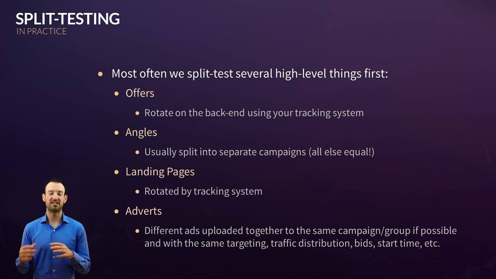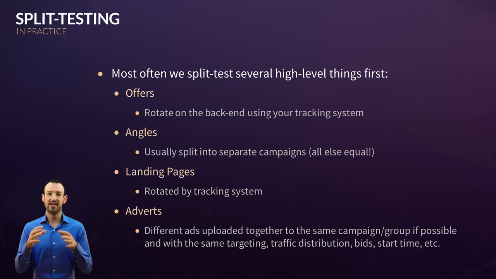Now, most often we split test the highest level things first, so executive variables, as I call them. These are things like the offer, rotating them on the back end in your tracking system, and the angles that you're using. Angles is a nebulous term, which for many people takes a while to understand, but your angle is like a full flow from start to finish in terms of the way you market to people. We'll go over this in depth in later modules, but the angles are something that you would split test.